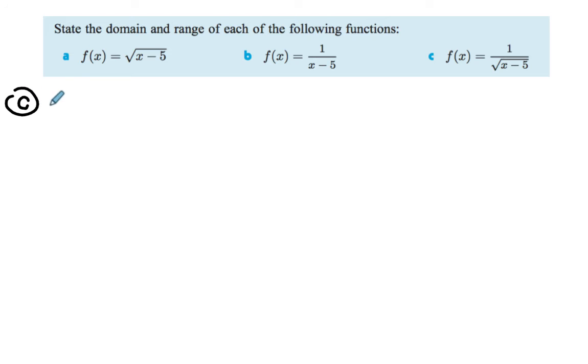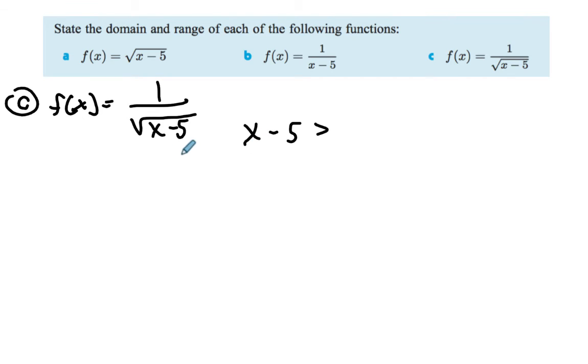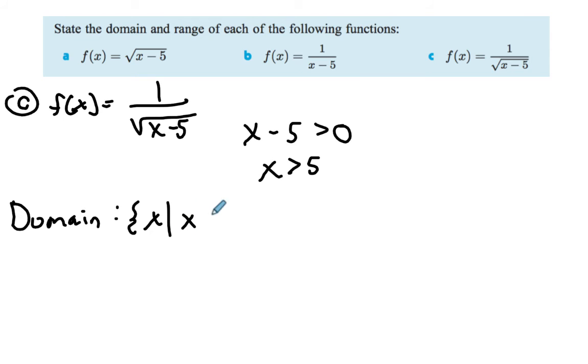All right, let's look at our last example. f of x equals 1 divided by the square root of x minus 5. Again, because of the square root, I know that x minus 5 must be positive, and because it's division by that, I know it can't equal 0. So x minus 5 needs to be greater than 0, or x is greater than 5. My domain would be x such that x is greater than 5.